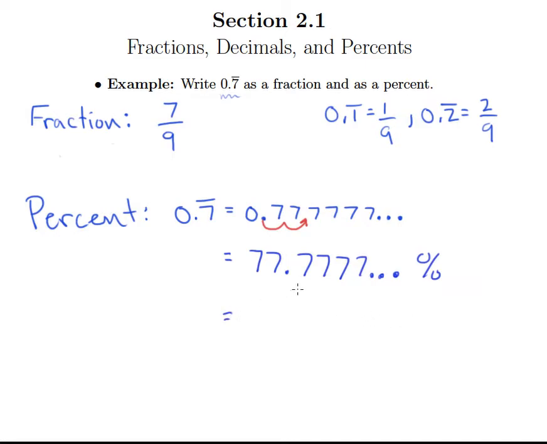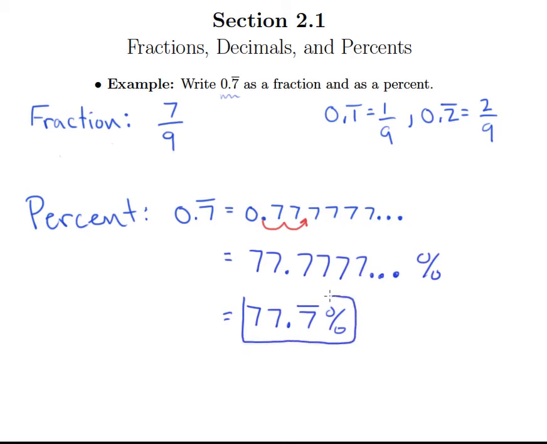And then once you've got this, you've got the decimal in place, you've got your percent sign. Now when you have repeating digits to the right of the decimal point, go ahead and put that bar over that first one and don't write any of the others. So our percent would be 77.7% with a bar over that 7 after the decimal point.